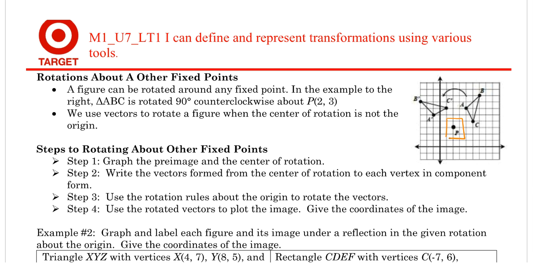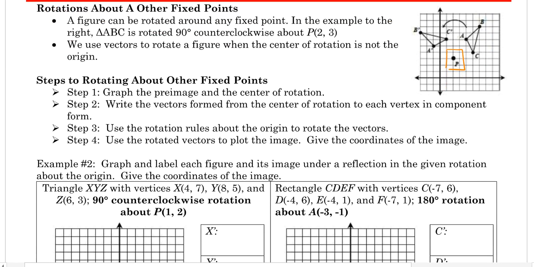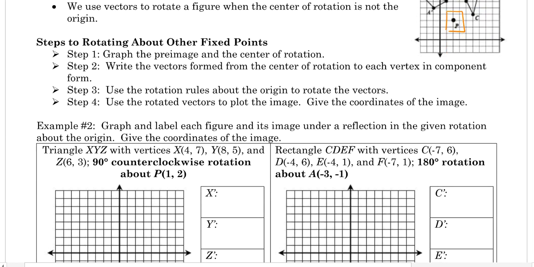So the steps to rotating about other fixed points: you're going to graph the pre-image and the center of rotation, write the vectors formed from the center of rotation to each vertex in component form, use the rotation rules about the origin to rotate the vectors, and then use the rotated vectors to plot the image, graph the coordinates of the image. So we're actually going to go through this step by step, because that's a lot of words that when you just read them, it sounds relatively confusing. However, I think once you see it in action, you'll be able to pick it up pretty quickly.